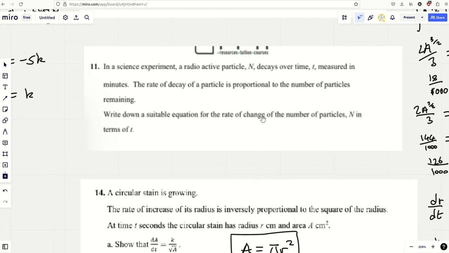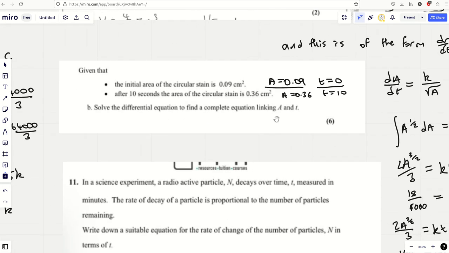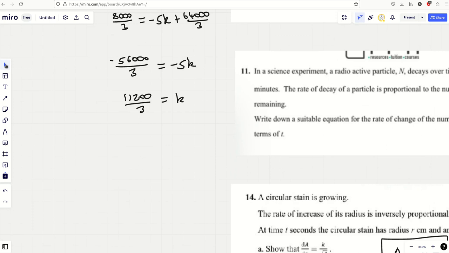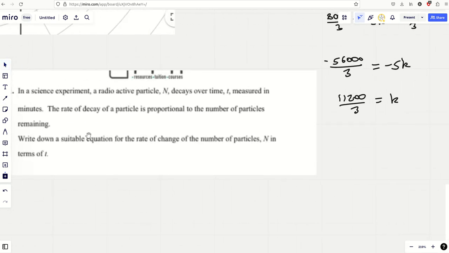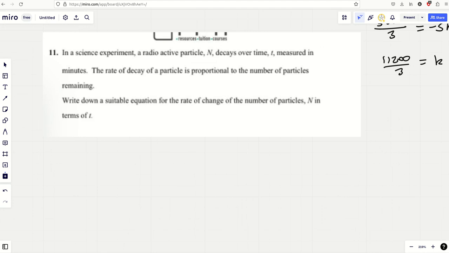Okay, have I done all of these now? Okay, yeah, the last one I wanted to talk about, these ones. These ones bother me a little bit because they're basically saying, well, they don't bother me, let me tell you the difference. I'm going to do this a long way, but you don't have to do this a long way, yeah? They've said a radioactive particle N decays over time. The rate of decay of the particle is proportional to the number of particles remaining, yeah?